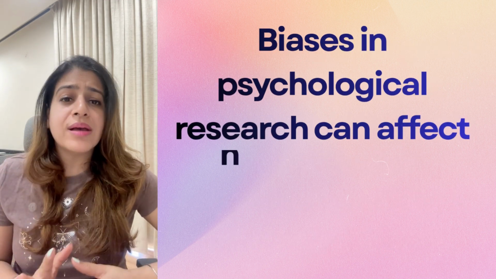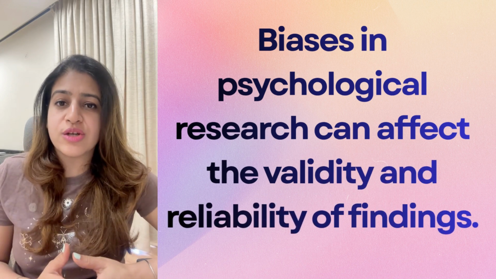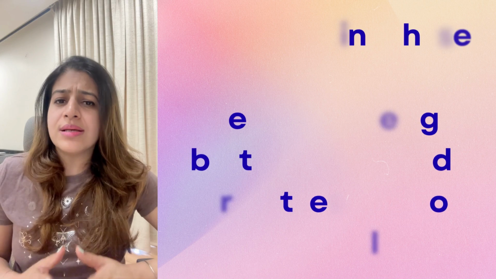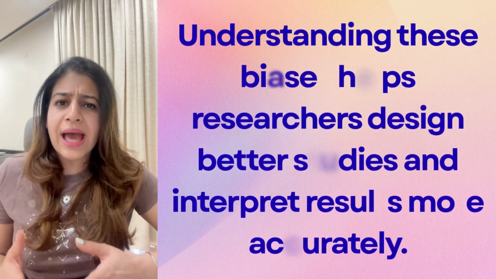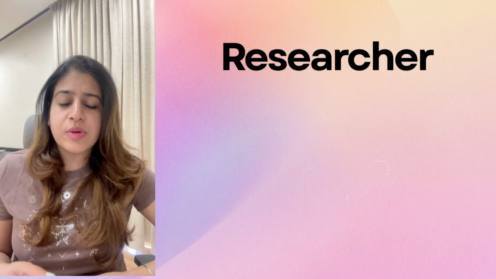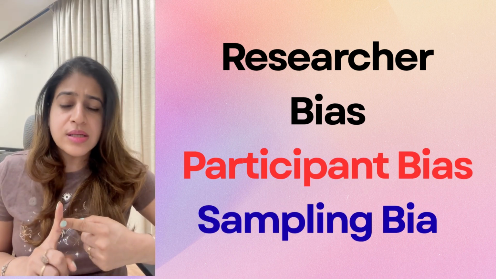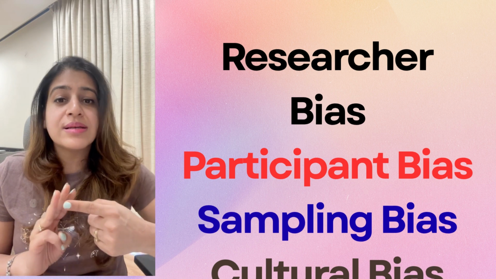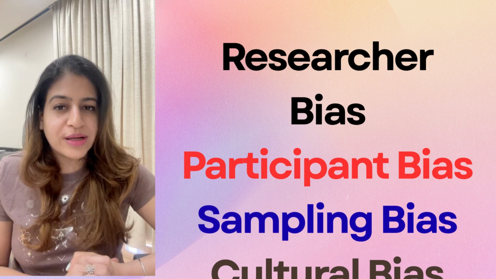Number one, biases in psychological research can affect the validity and reliability of findings. Number two, understanding these biases helps researchers design better studies and interpret results more accurately. In the IB syllabus, we focus on four main types of bias: researcher bias, participant bias, sampling bias, cultural bias. Let's understand each one clearly.